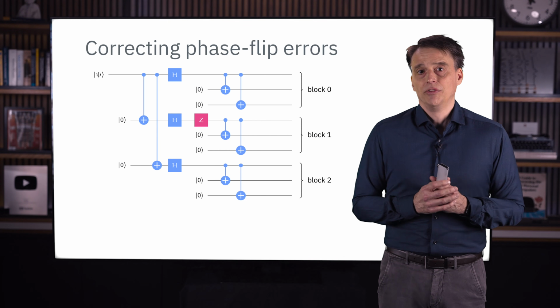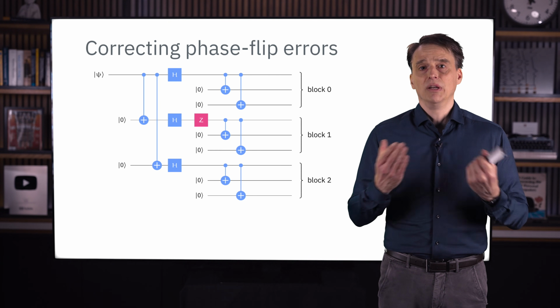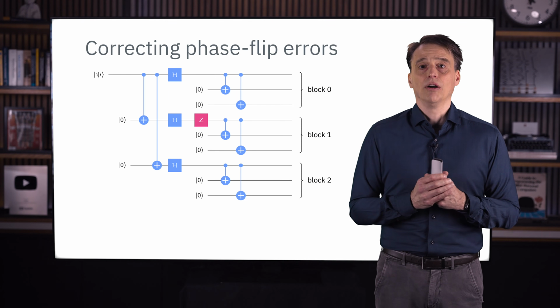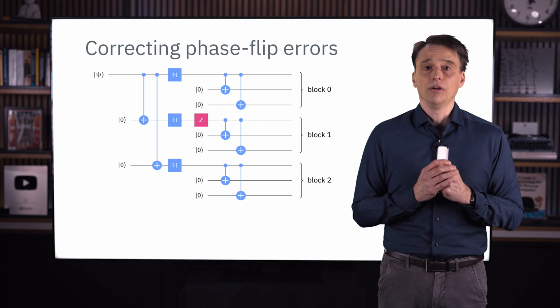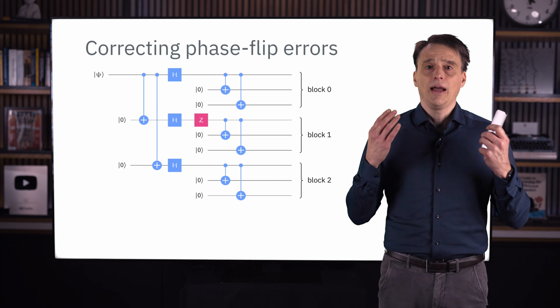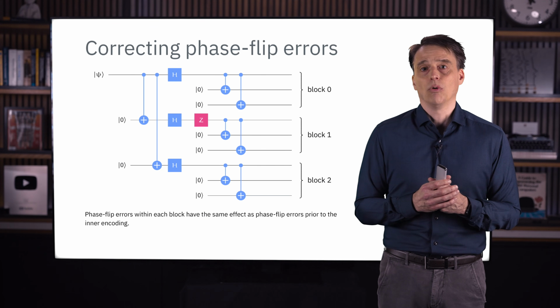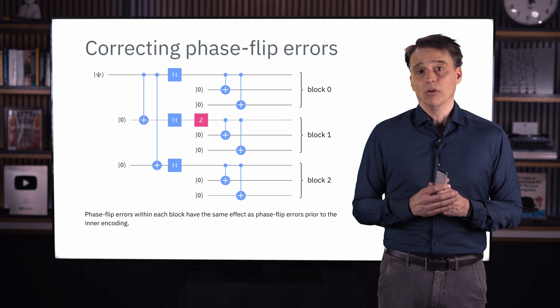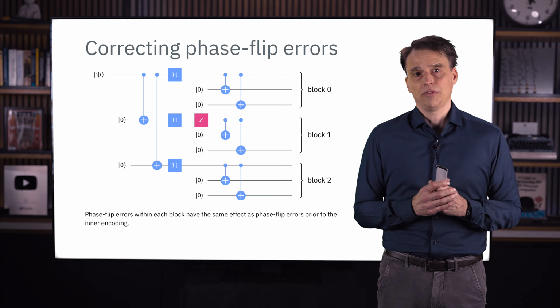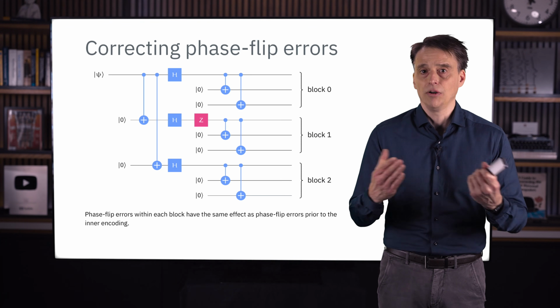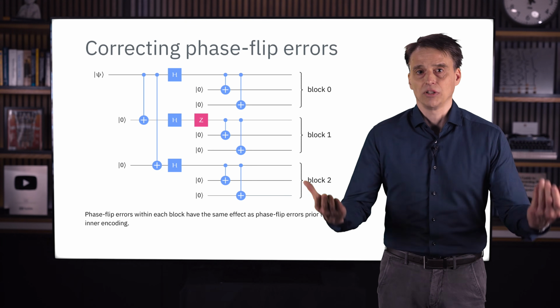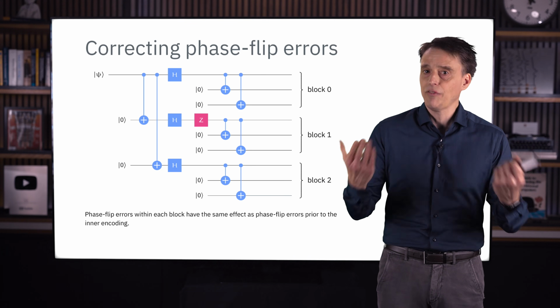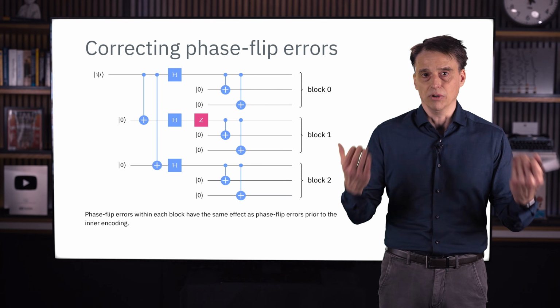So what we found is that a Z error somewhere within the middle block is equivalent to a Z error occurring on the middle qubit prior to the second encoding phase, and you can reason exactly the same thing for a Z error on any of the qubits. A phase flip on any qubit within a block is equivalent to a phase flip on the corresponding qubit prior to the inner encoding, and that's actually pretty straightforward and intuitive if you think about how Z errors affect the 3-bit repetition code.